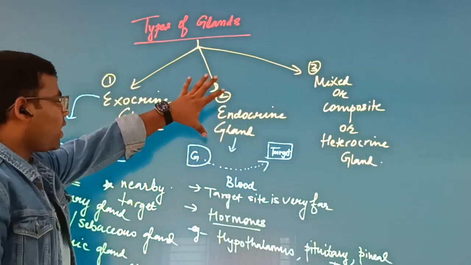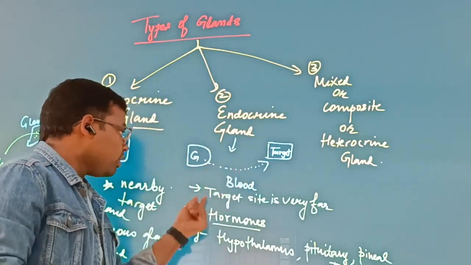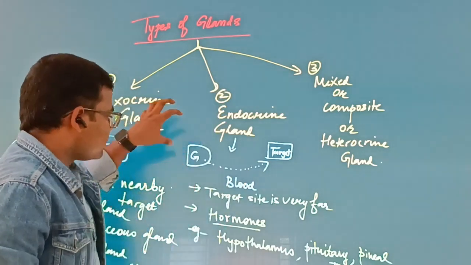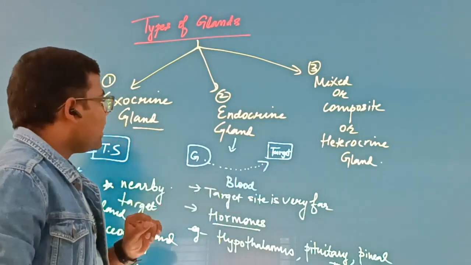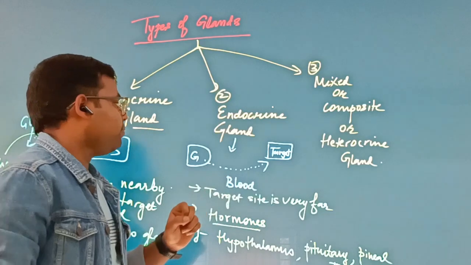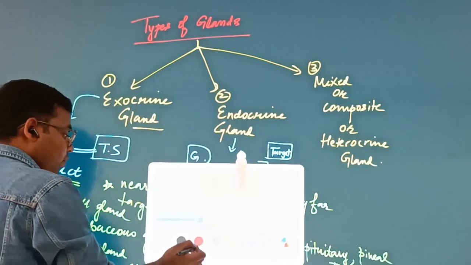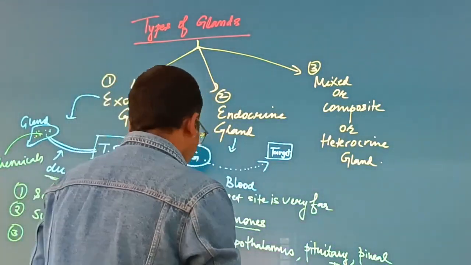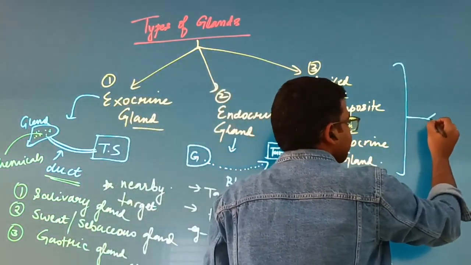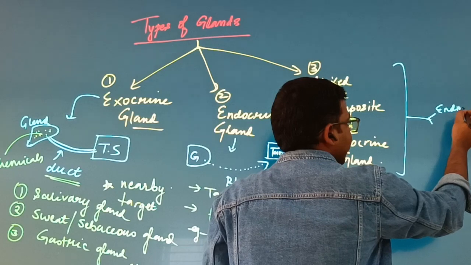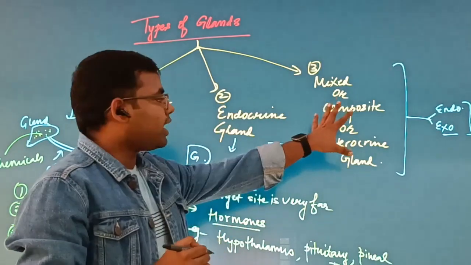What we understood is that in an endocrine gland, the target site gets the secretions, which are hormones, through the blood. So from the gland, the hormones will be released into the blood and go to the target site, and the target site is very far. Talking about the mixed or composite gland, or you can say heterocrine gland: always remember, these are those glands which act as both endocrine as well as exocrine.